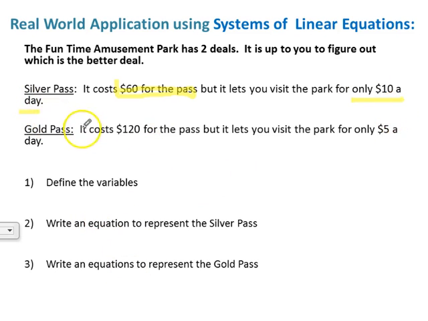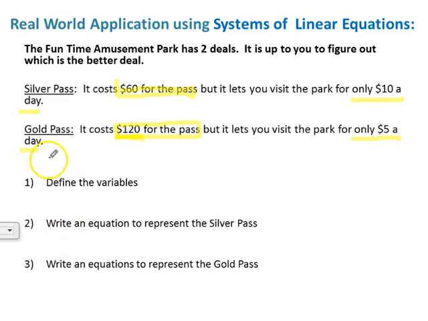The second deal is a pass that costs you $120. So up front, you're going to pay $120 for the pass, which is a little bit more than the silver pass, but then you're only paying $5 every day you go into the park. So we want to determine which is the better deal dependent on how many times you're going to visit the park, because there's going to be different advantages for each pass depending on how many times you plan on visiting the park each summer.